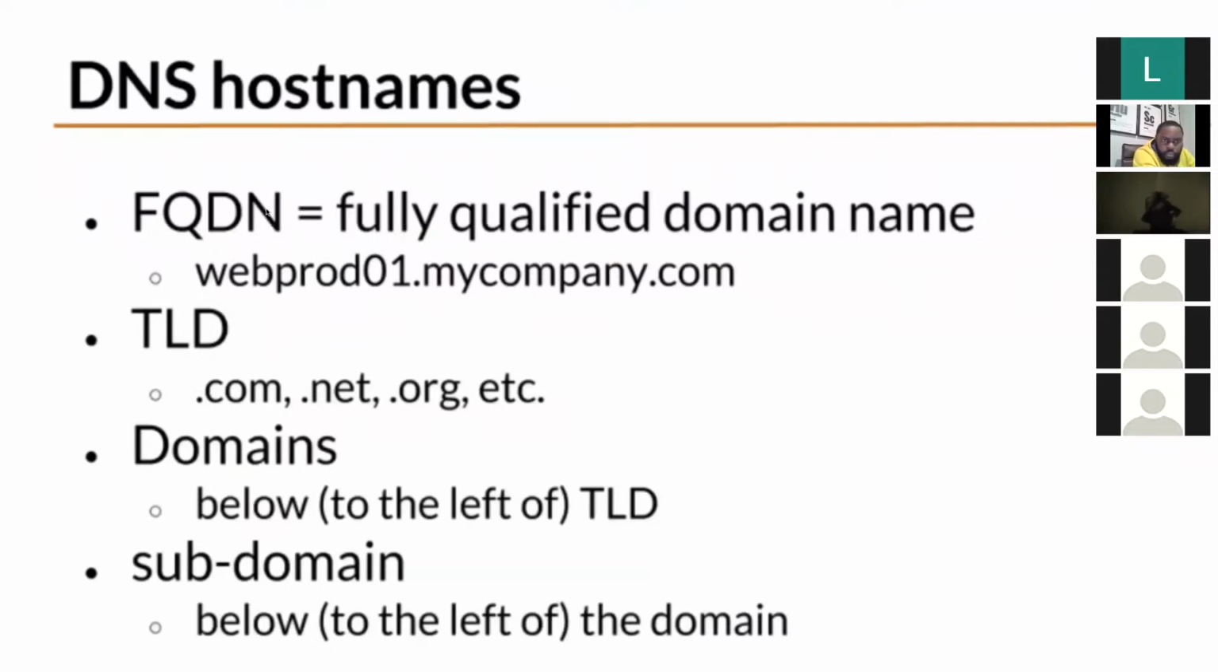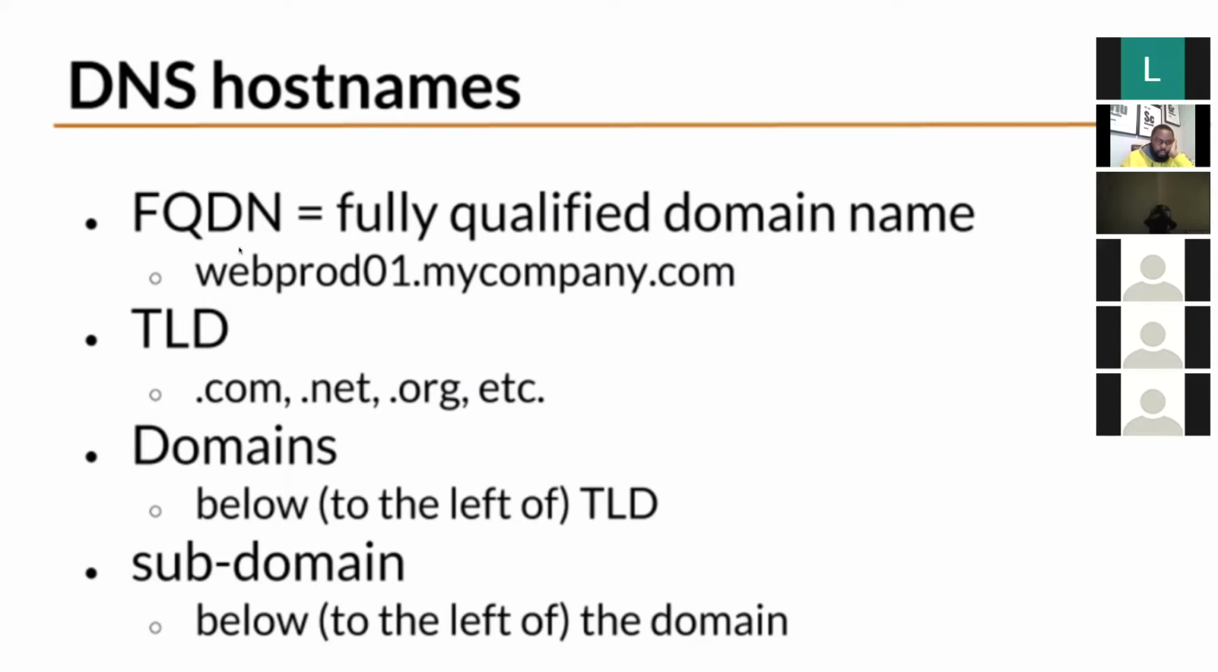Another thing we're going to talk about is the FQDN, which is a fully qualified domain name. As you can see here, there's webprod01.mycompany.com, walmart.com. That's a fully qualified domain name. Every fully qualified domain name has a top-level domain, TLD. It could be .com, .net, .org, anything. There's hundreds of them. You could have anything. So that's a top-level domain.